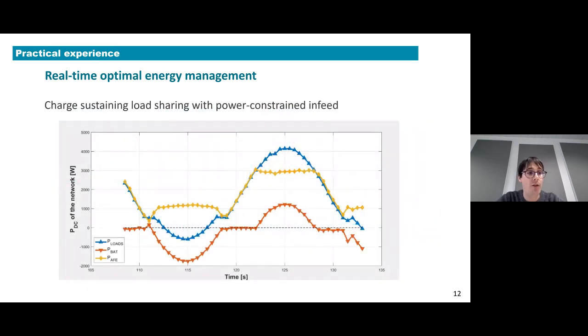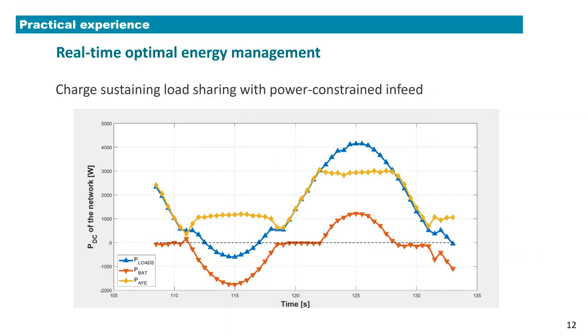An example is the graph shown here, where we did a bunch of things at the same time. So we are charge sustaining, load sharing, with power constraint in feed. I will take you through those words one by one. Start from the right. In the case here, there is a certain load profile, which is the blue line, and that blue line cannot be fed from the main grid. So there is a power constraint on the main connection to the grid in our case. So a battery needed to provide the additional energy required, which is then the load sharing part.